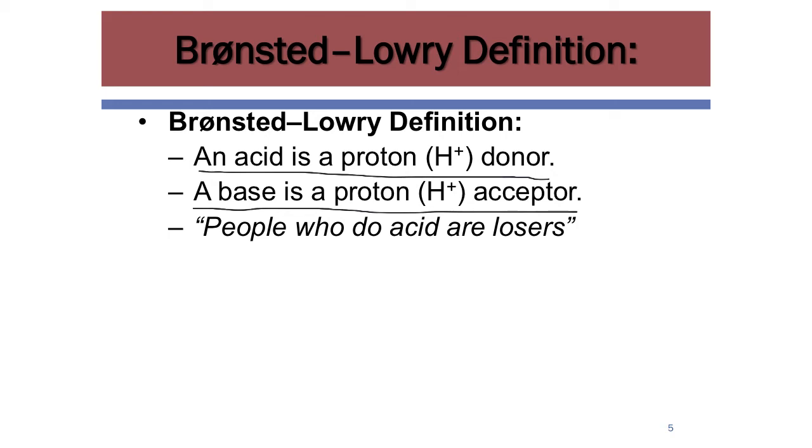So in Regents, we had this little silly saying that people who do acid are losers. This just helped us remember that acids lose H plus. So if we look at a reaction, we see that something's losing the hydrogen ion, then we know to classify that as an acid.